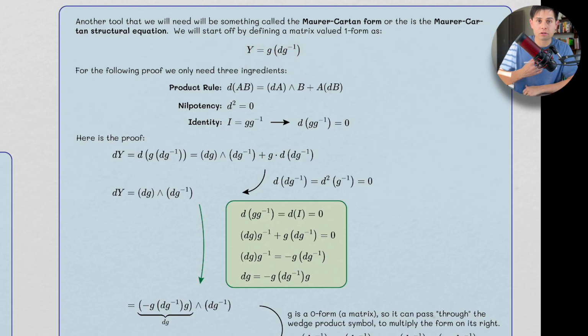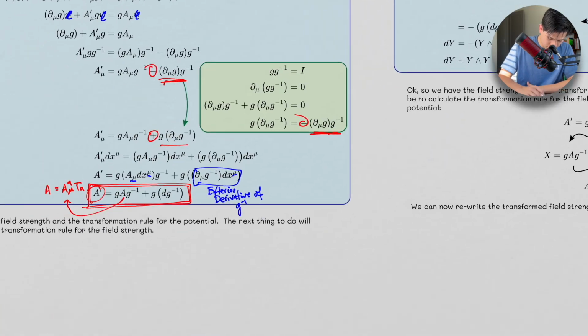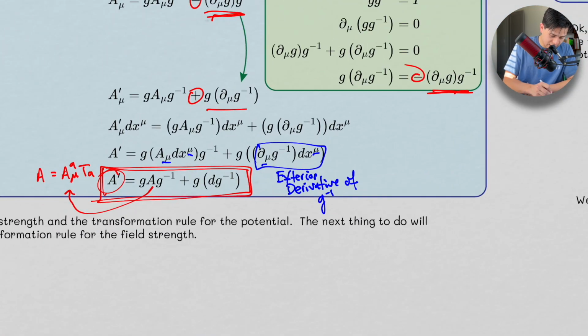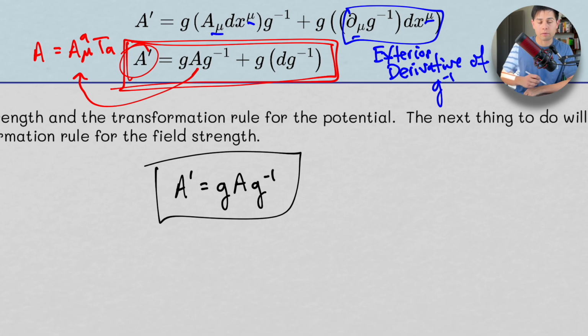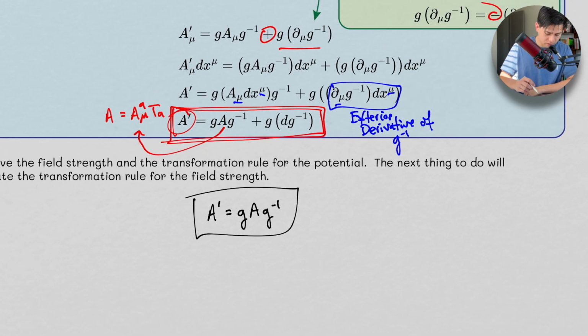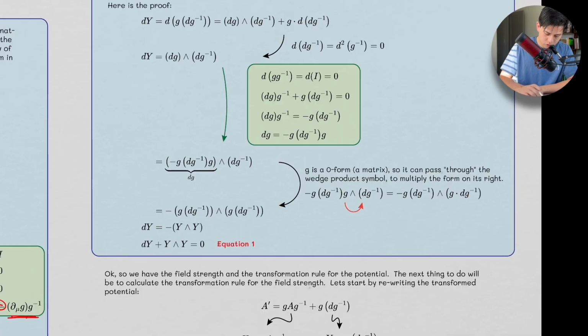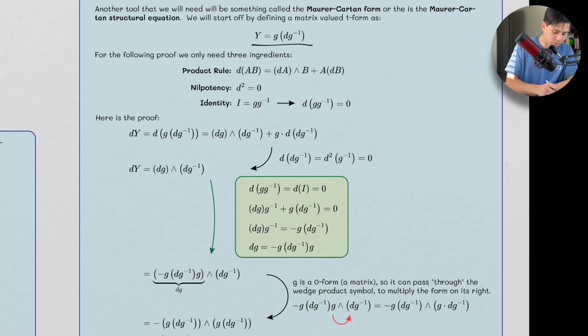And there's a good reason to do this, right? Because we see this pop up right here, and it would be nice if we had a transformation rule that looked like this, right? In that case we would have a very nicely behaved transformation for our potential. So let's define this thing and see what happens when we define this thing, right? I don't need to erase that.